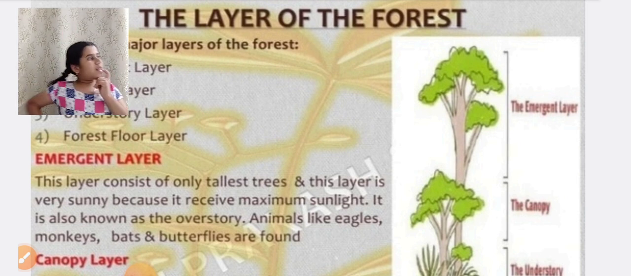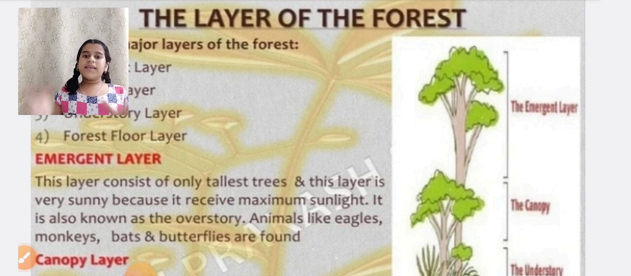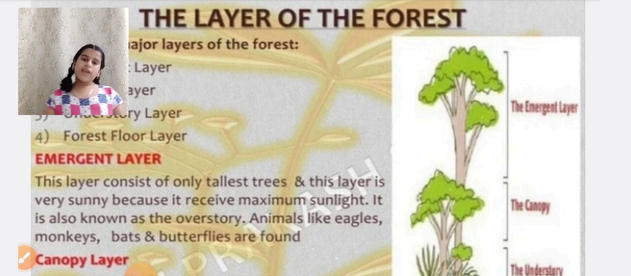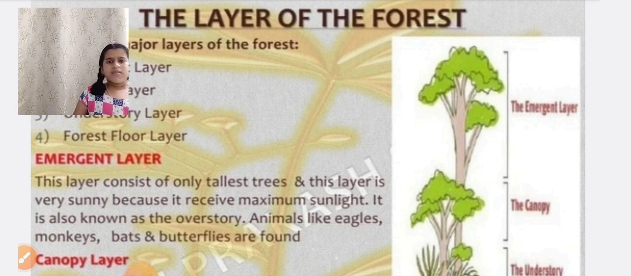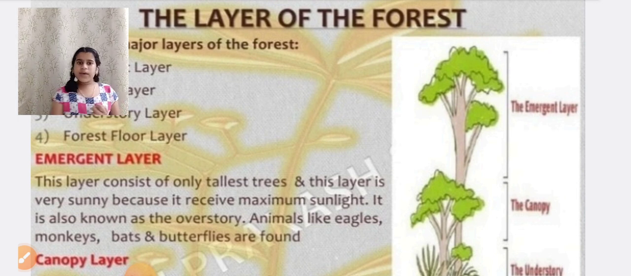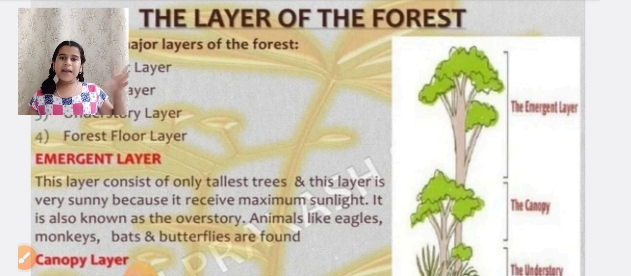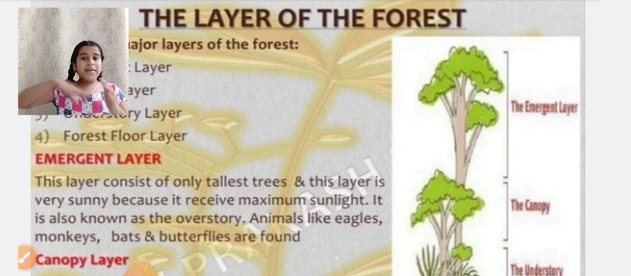And its seeds, you will think, how are the seeds transferred and how is it pollinated, how does it grow again? That is done by the wind. The seeds and flowers are very tiny, very light, so these are transferred by the wind, pollinated by the wind. Animals like eagles, monkeys, bats and butterflies are found here. In the emergent layer, the high animals, gliding birds, bats, eagles, monkeys are found. But it is the layer with the fewest animals, because at that much height not many animals go.